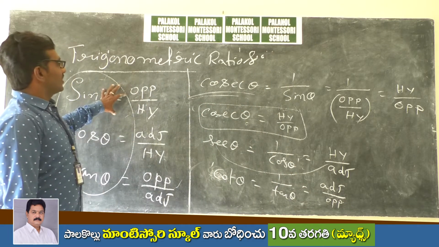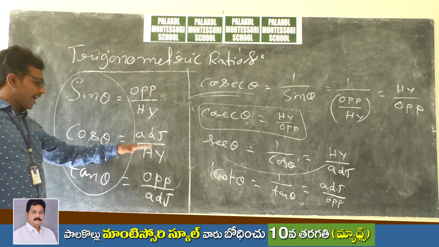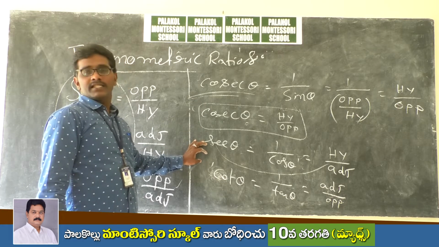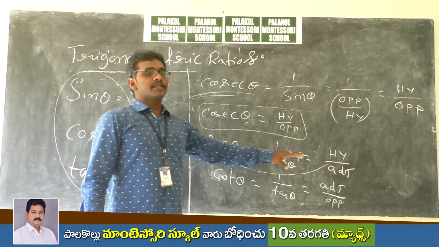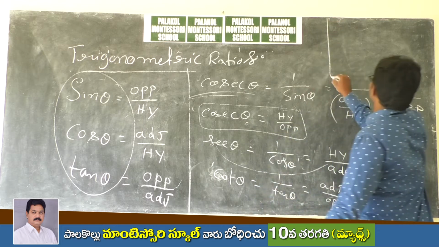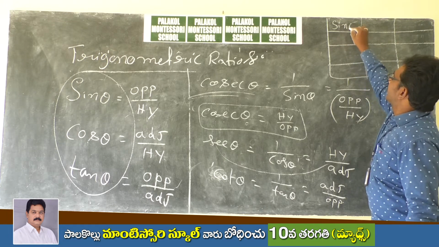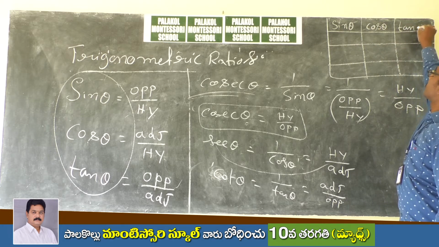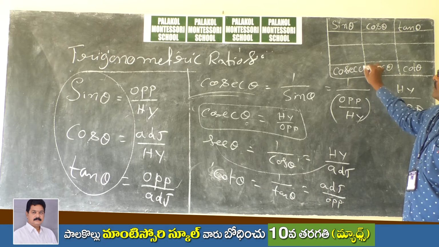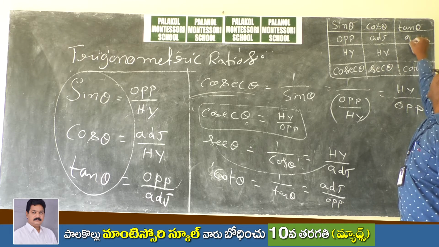So finally, how many functions are there in trigonometry? Totally 6 functions are there. What are the ratio formulas? Sin theta is opposite by hypotenuse, cos theta is adjacent side by hypotenuse, tan theta is opposite by adjacent side, cosecant theta is hypotenuse by opposite side, secant theta is hypotenuse by adjacent side, cot theta is adjacent side by opposite. I write this concept in a small box in the corner: sine theta function, cos theta function, tan theta function, and cot theta, cosecant theta, secant theta. So this is opposite by hypotenuse, adjacent side by hypotenuse, opposite by adjacent side.